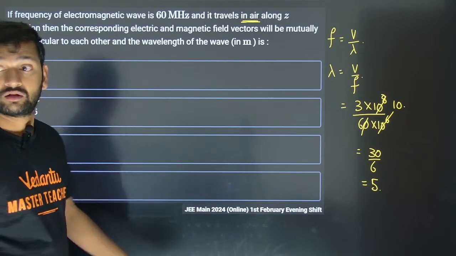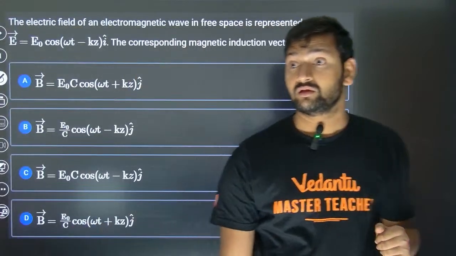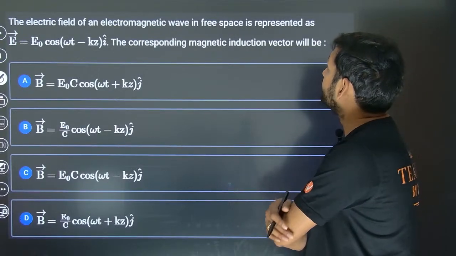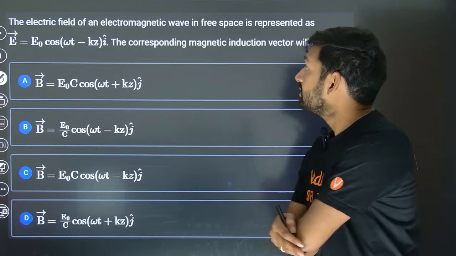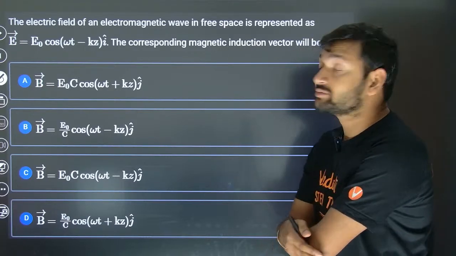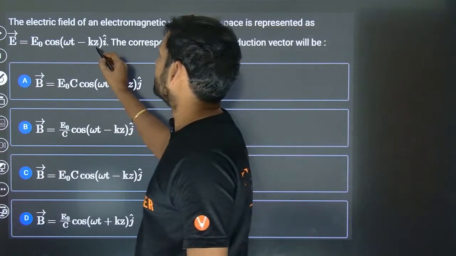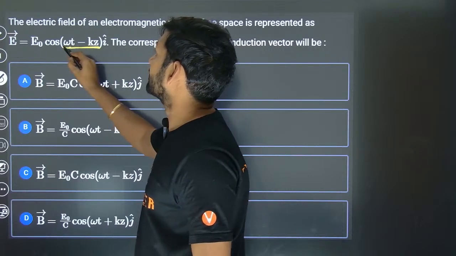2024. Okay. Now let us look at this. The electric field of an electromagnetic wave in free space is represented as E bar is E naught cos(omega t minus kz). Okay, fine. But do you see? Look, there is a lot of information in this part.